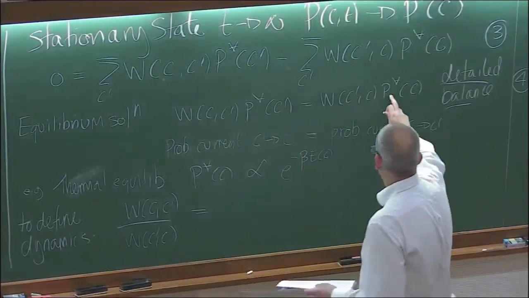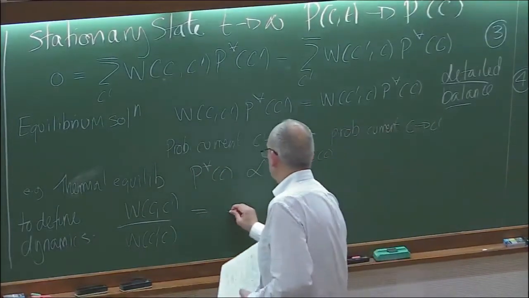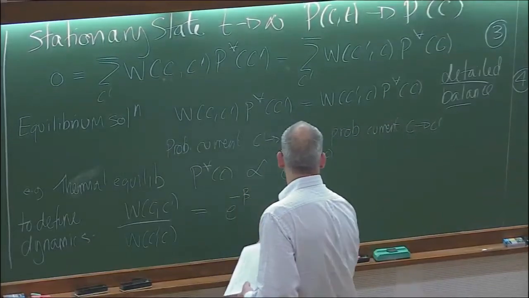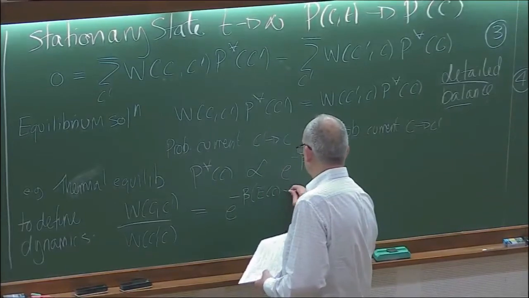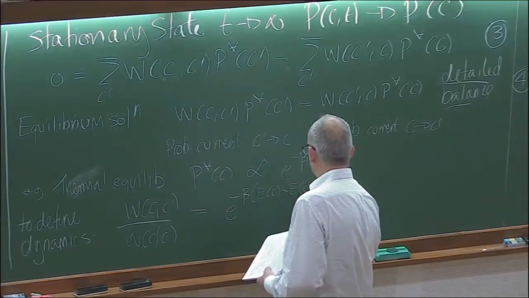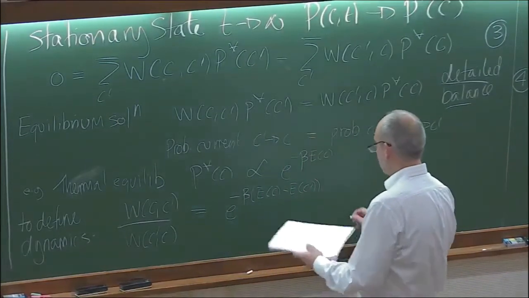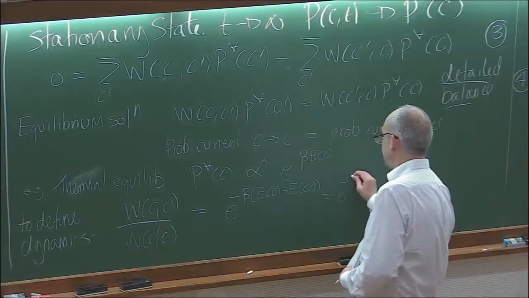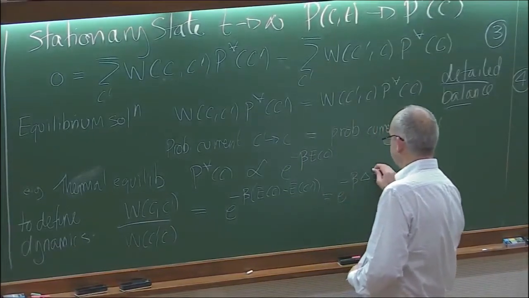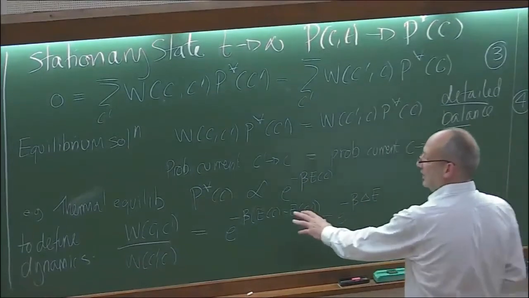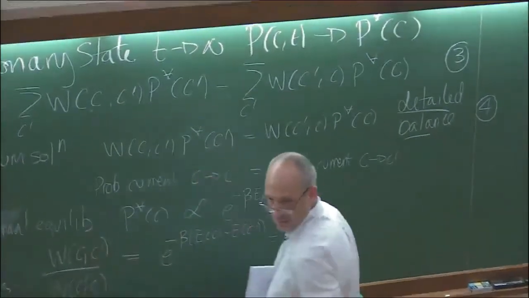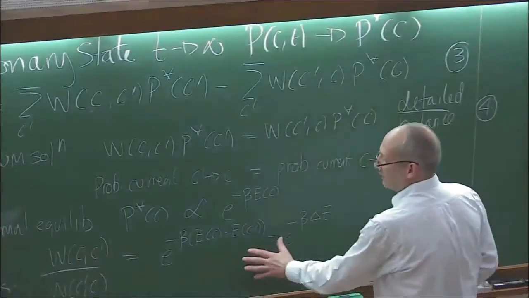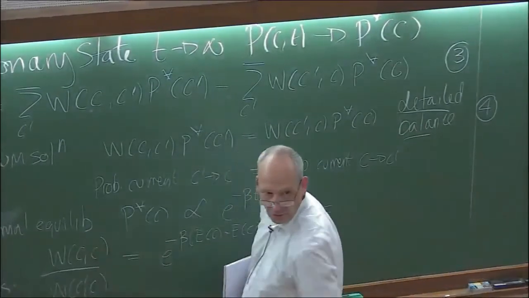Well, it should be P star of C divided by this. So e to the minus beta (E of C minus E of C prime). And I'll call that e to the minus beta delta E. So delta E is the energy change when we go from C prime to C. So we know to have detailed balance, that's what we want.